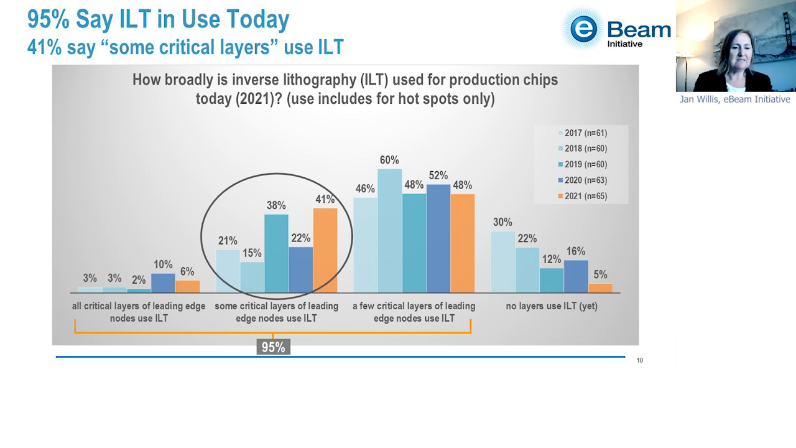Now, when we look at the details circled, this is where we see the pattern of growth around the response of some critical layers of leading edge nodes use ILT, with this year's response being the highest at 41%. This question was specifically about ILT in general. Now let's turn to our new questions that pertain to curvilinear ILT masks.